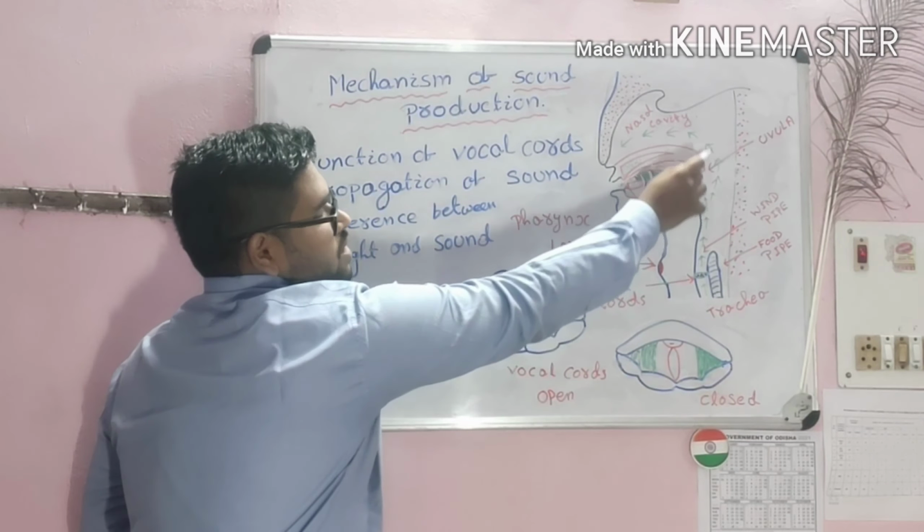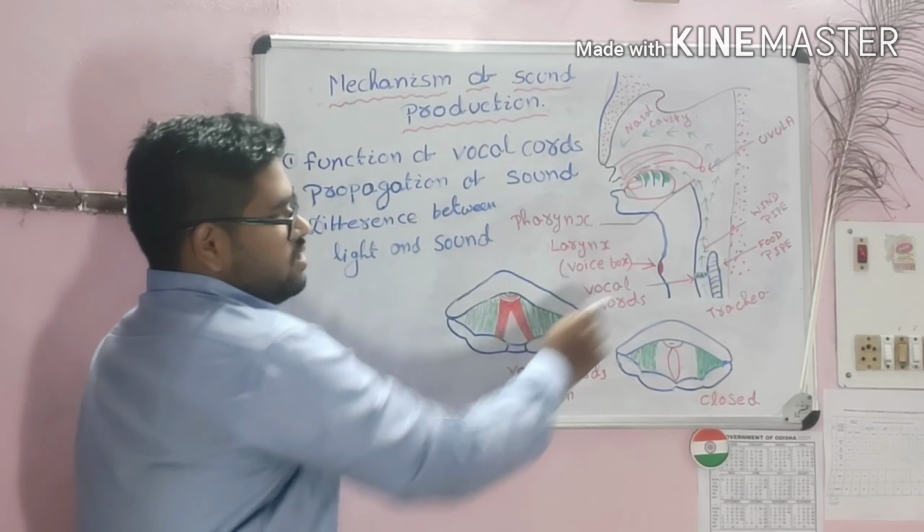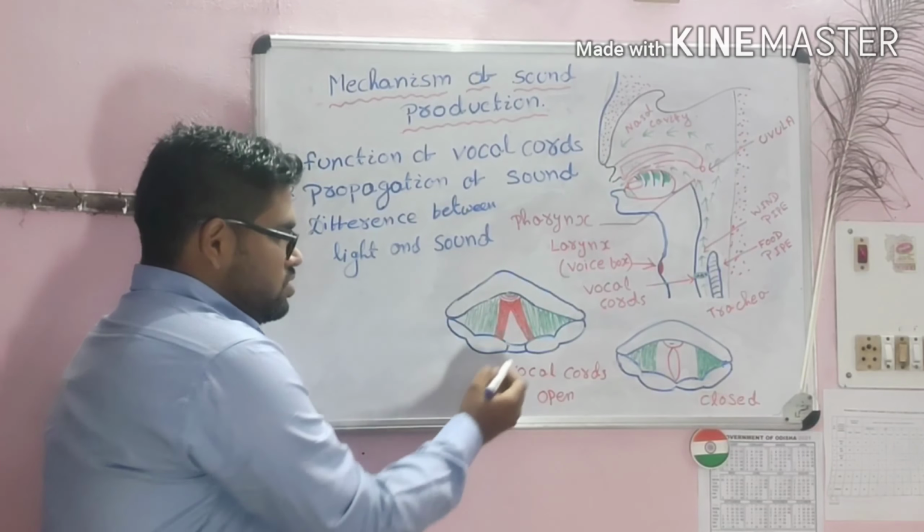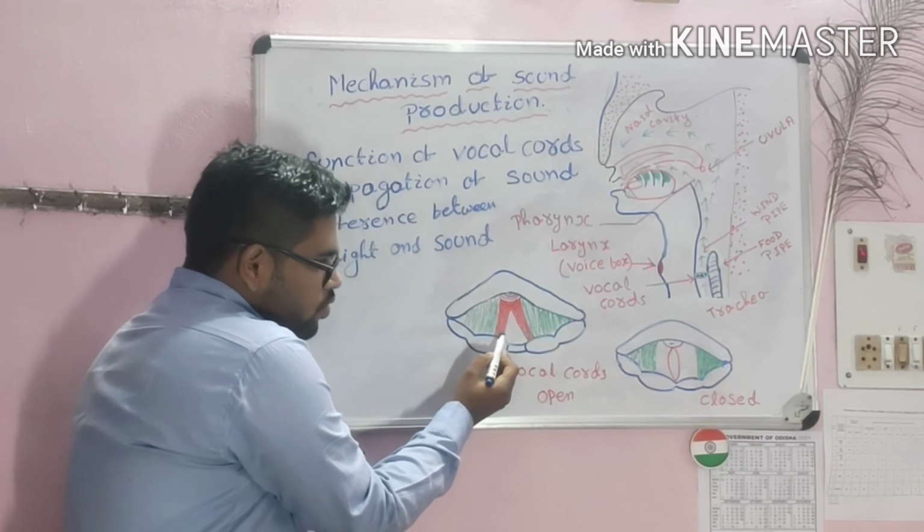Pharynx is there, the common part for both windpipe and food pipe. This is the larynx, this is the vocal cord. So let's see the vocal cord. The vocal cord is open here.